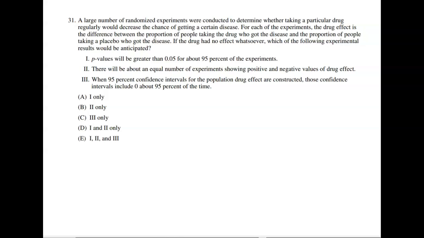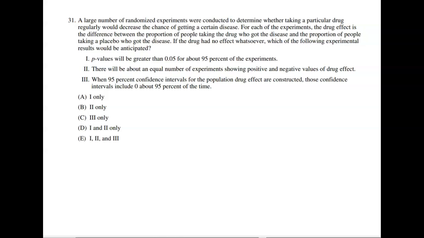That would be true. If we had an alpha level of 0.05 and there's no difference, then our p-value would be greater than 0.05 and we would fail to reject the null. So that one is true. Number two, there will be about an equal number of experiments showing positive and negative values of the drug effect. Once again, if there's no effect, then this one will be true as well.